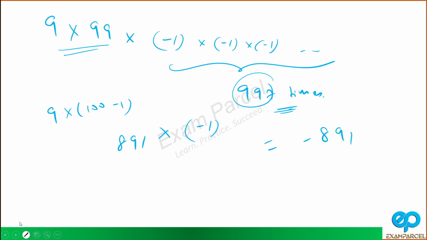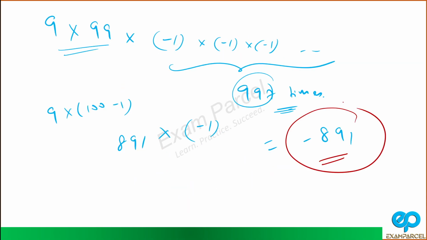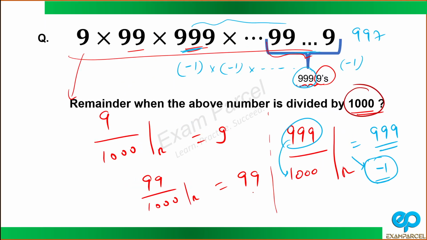Now we never give our answer in negative remainder, as I have already discussed. So we can't say that our answer is minus 891. We will have to convert this to positive remainder, and in order to do that, we add the divisor, right? So we do 1000 minus 891. From here I will get 109. So finally our answer is 109. I hope this is clear to you. This was a very good question actually.